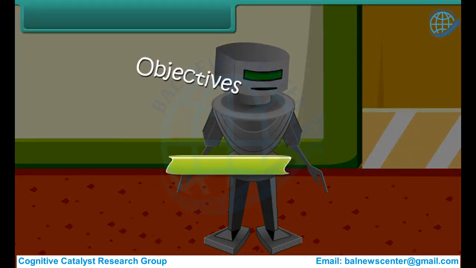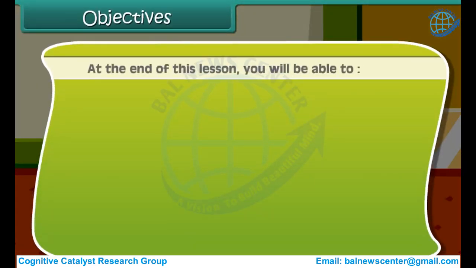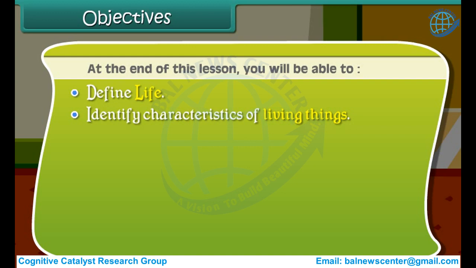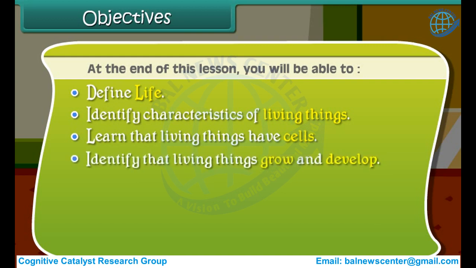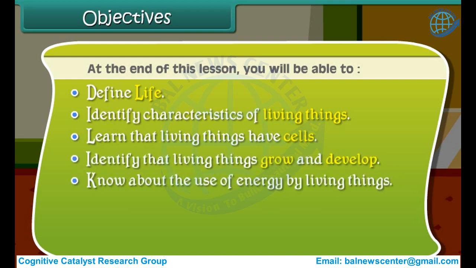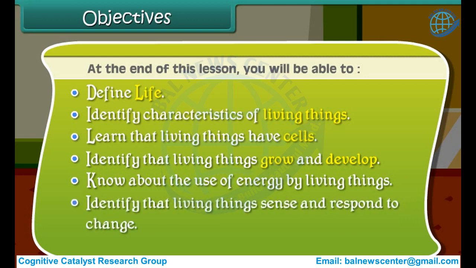Objectives. At the end of this lesson you'll be able to define life, identify characteristics of living things, learn that living things have cells, identify that living things grow and develop, know about the use of energy by living things, identify that living things sense and respond to change, discuss that living things reproduce.